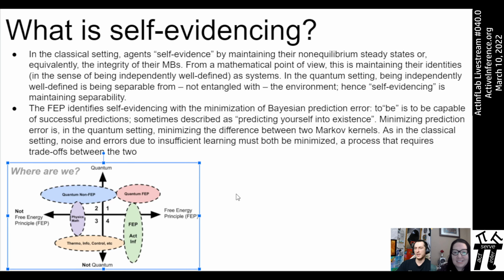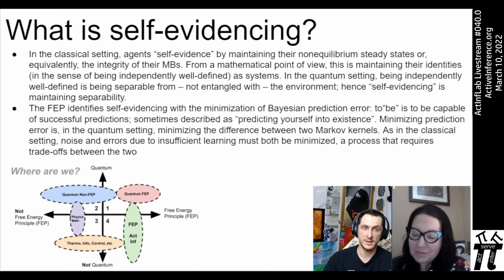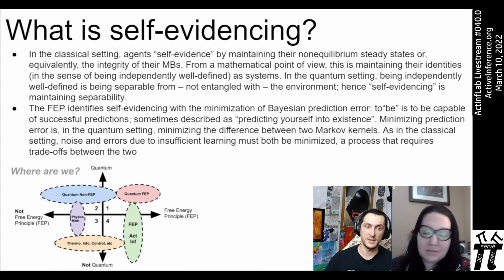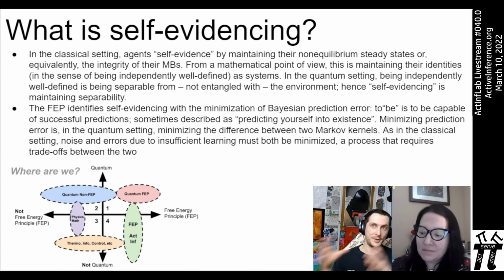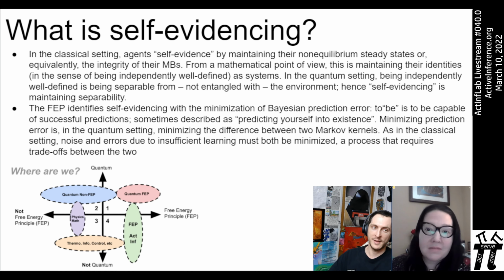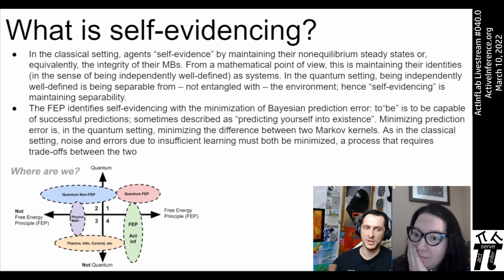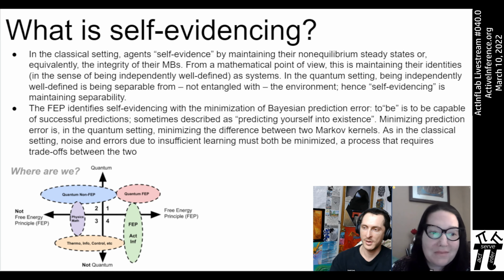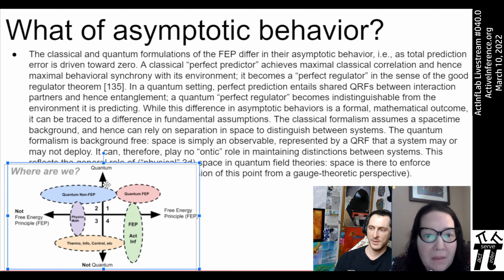What is self-evidencing? We've talked in several other discussions about classical or Bayesian inference as self-evidencing, finding oneself in likely states, expected and preferred states. How is that different in ActInf than in other physics? That's like going from the bottom left to the bottom right. And how is this different within active inference with this quantum integration and boost? Okay. What of asymptotic behavior?